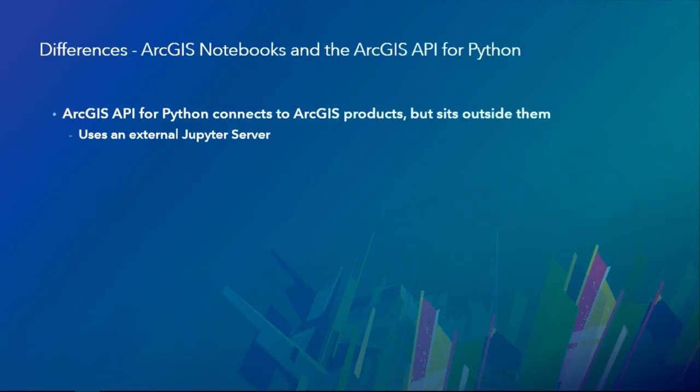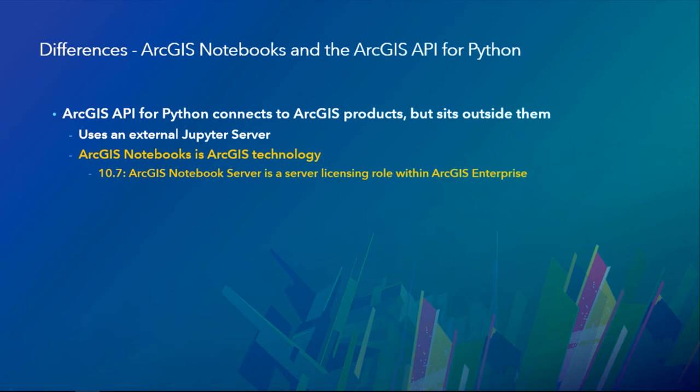So let's go over a couple of these differences, just so you know, because these are brand new. The ArcGIS API for Python, like I said, connects to an external Jupyter server. This is something you set up, you can run it on your desktop, that's how that works. Whereas ArcGIS Notebooks truly is ArcGIS technology. So at 10.7, we have Notebook Server, and at the end of this presentation, I will show our roadmap on the future integrations with other ArcGIS products.